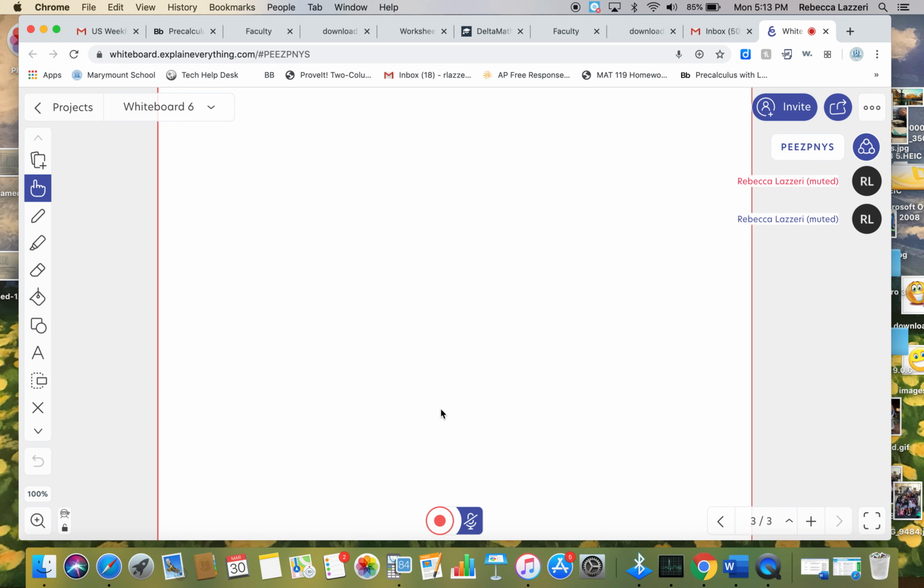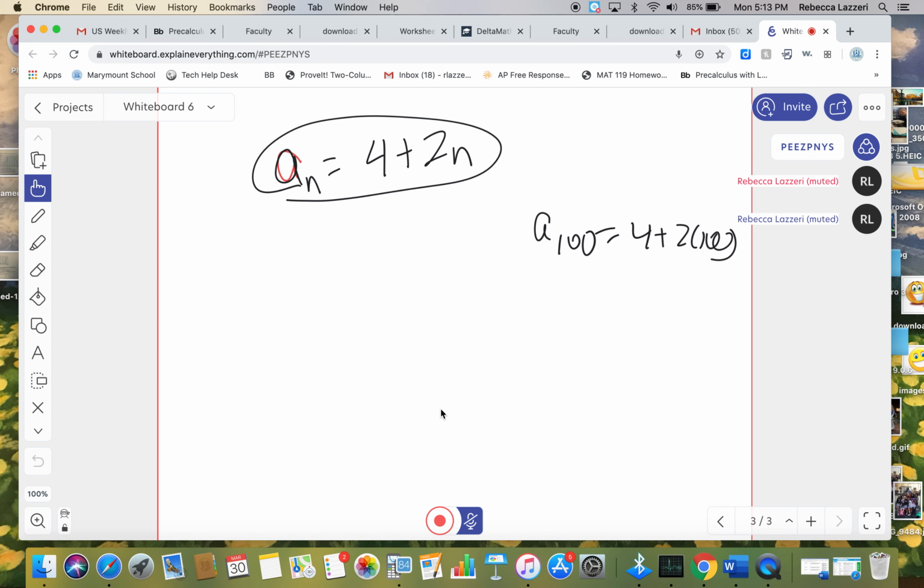Okay, so now recursive is like, if it's explicit, you have something like a formula like a sub n equals 4 plus 2n, and you can find any term like a sub 100. I could just go 4 plus 2 times 100. This is explicitly defined. If it's recursive, that means it's implied and you have to build it. You can't just jump in and find the 100th term without knowing the 99th term, and so on.